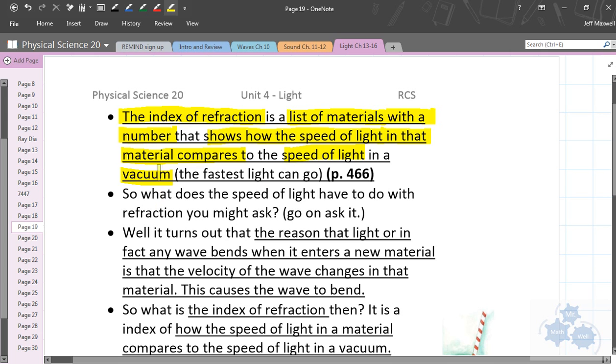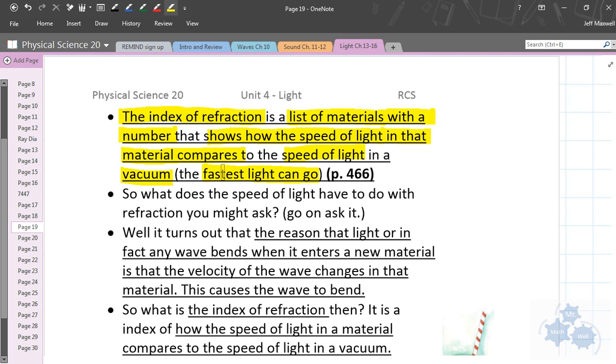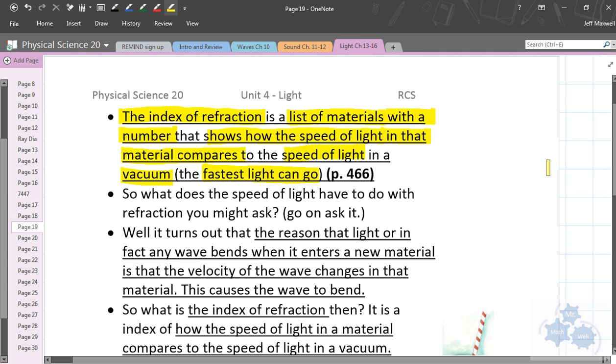So we'll just unpack that statement a little bit here as you copy that out. The speed of light in a vacuum is the fastest that light can go. That means there's nothing inhibiting light from traveling through it. In different materials, light actually slows down. That's why we have refraction. That's why we have bending of light. So in a vacuum, there's no air, there's no substance at all. Everything has been evacuated.